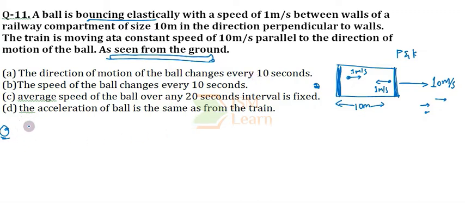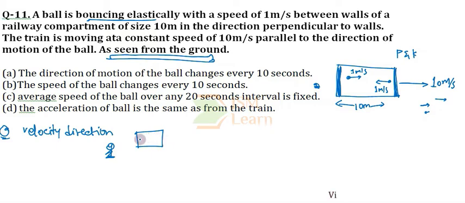What does direction of motion mean? It is actually the velocity direction. The velocity is always directed in the direction of motion, so indirectly they have provided the velocity direction. They are saying that the direction of motion of the ball changes every 10 seconds, as seen from the ground. So we have to verify whether, with respect to the person standing on the ground, he observes any change in the direction of motion of the ball or not.